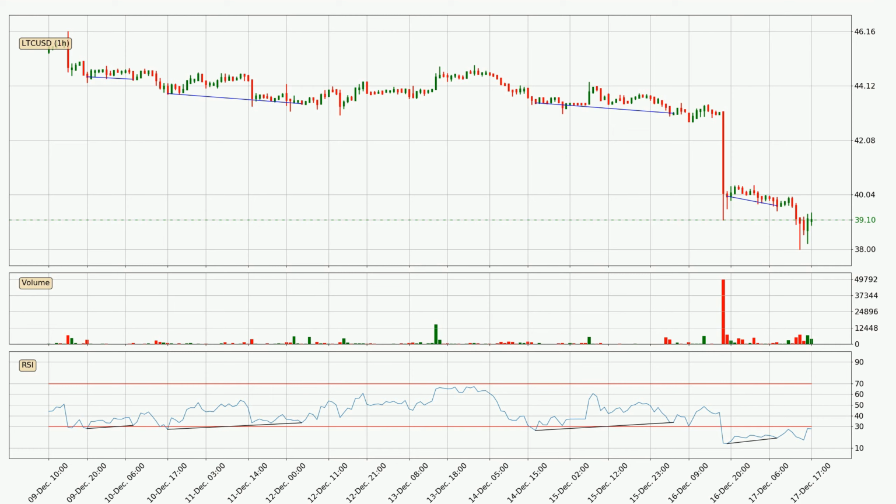Now looking for divergence in the hourly time frame, there was a bullish divergence, but the price went to the downside, which was actually not expected.